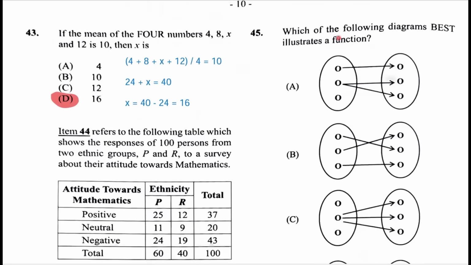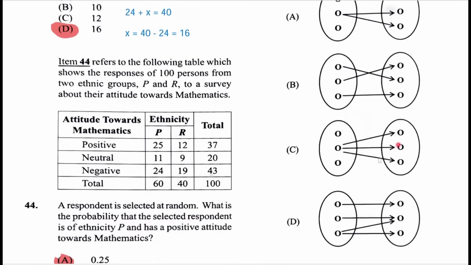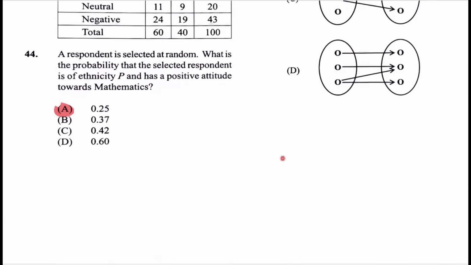45. Which diagram best illustrates a function? A function can be 1-to-1 or many-to-1. This is 1-to-many, that's wrong. 1-to-1 would work. B is working. This is 1-to-many, wrong. So the answer is B. A function is either 1-to-1 or many-to-1, not 1-to-many. Right? All the rest are wrong.